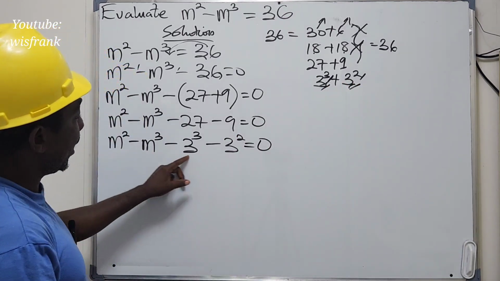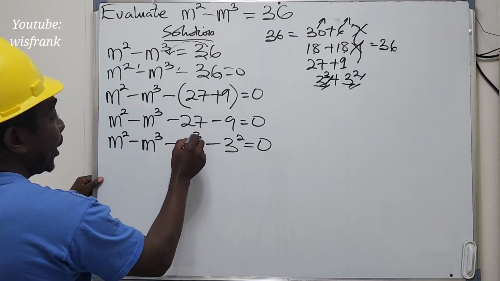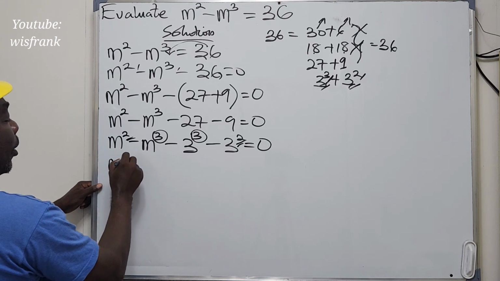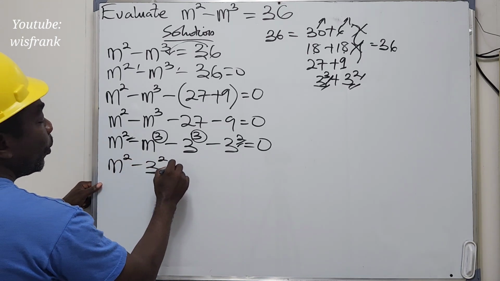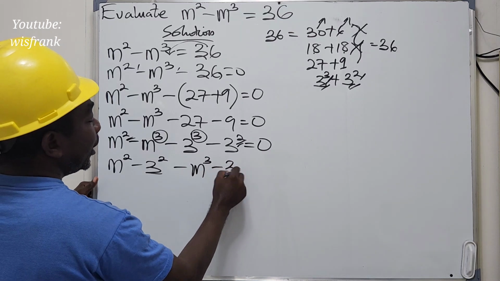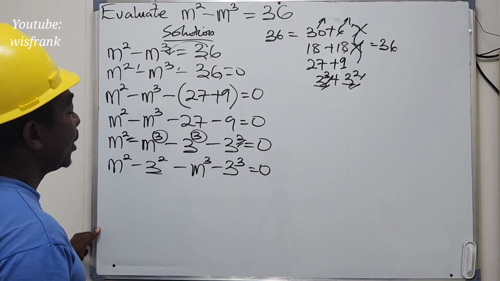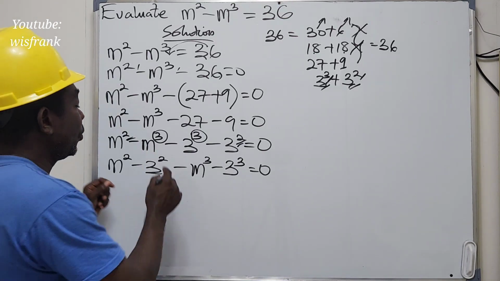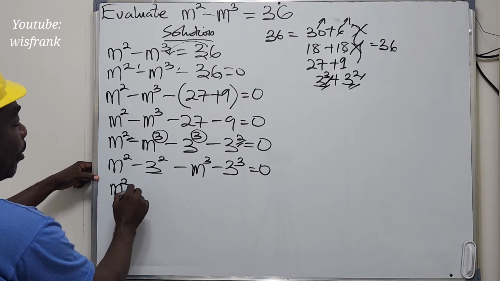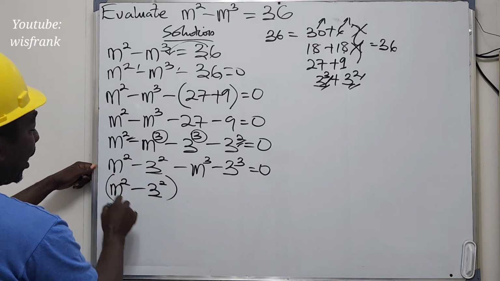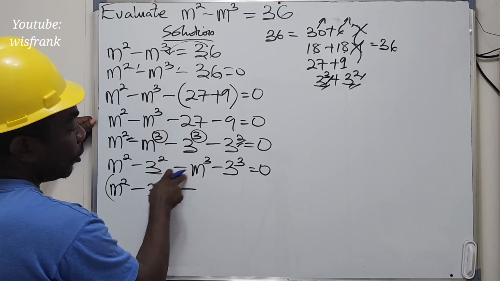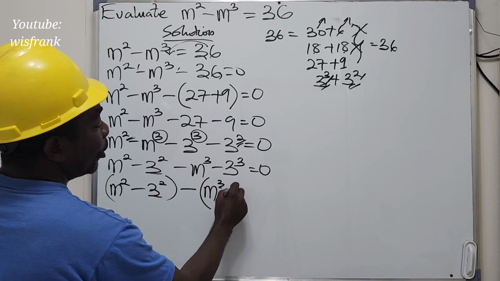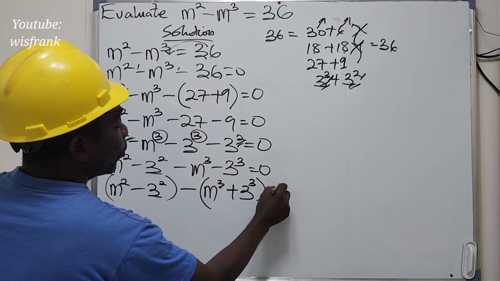So here we can collect like terms. We take the power of 3 to one side and also the power of 2 to one side. So this will become m to the power of 2 minus 3 to the power of 2. Then we have minus m to the power of 3 minus 3 to the power of 3, all equals 0. We can put parentheses in between them. So this will become m to the power of 2 minus 3 to the power of 2. So we have this minus, this minus will go into here, we have m to the power of 3. Then minus will go here, we have plus 3 to the power of 3, all equals 0.